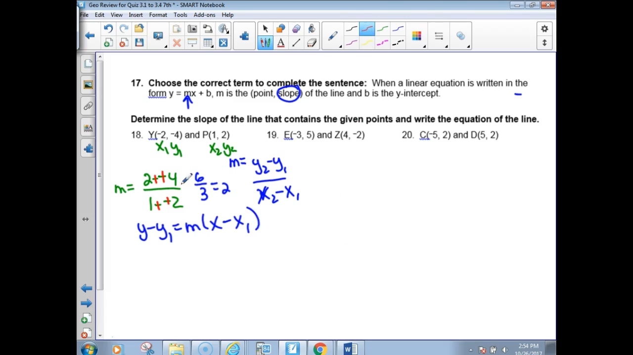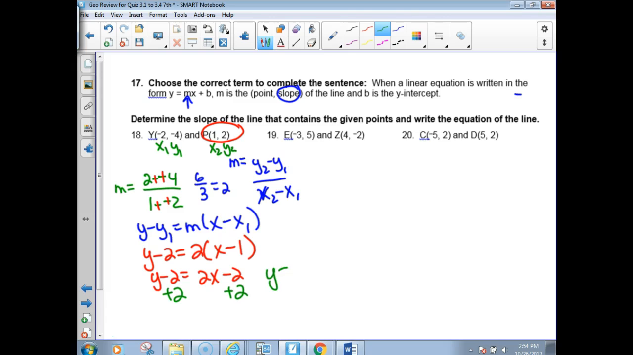ISM. We're going to put in a point. I'm going to pick the second point, if you don't mind, because it's got positive numbers, all right? So I'm going to put in 2 for the y1. I'll put in my 2 for my slope that I found and put in 1 for x1. Okay, so then I distribute the 2, get 2x minus 2. And then I add 2 to both sides. So that's going to give me y equals 2x, period, because the 2's canceled out. Okay, next one.